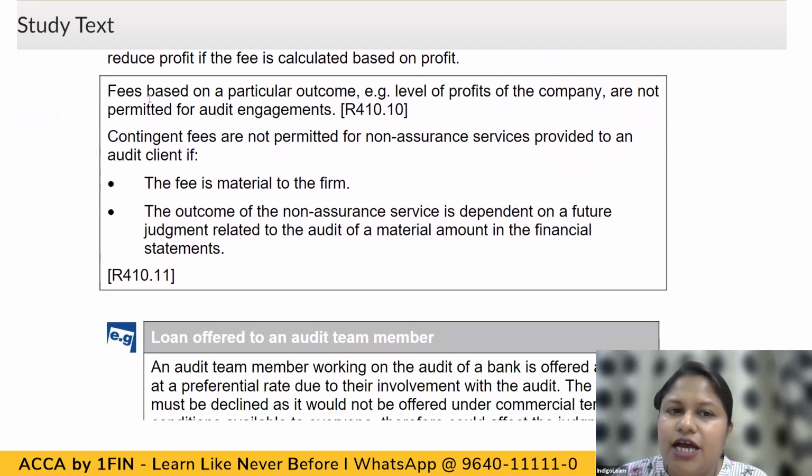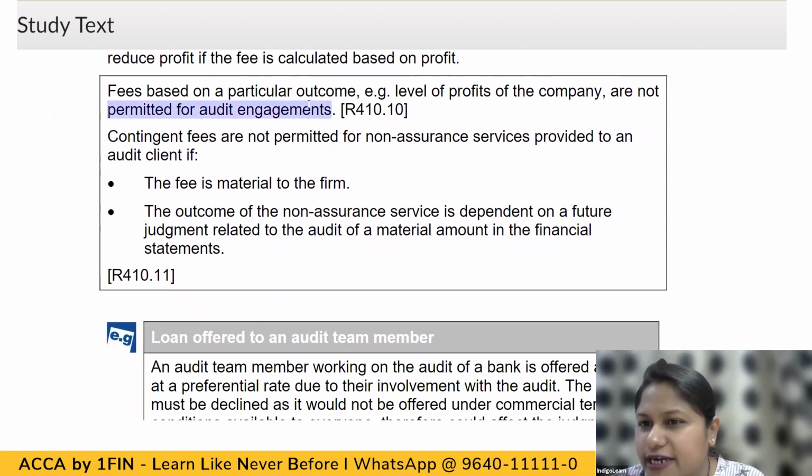Correct? Then fees based on a particular outcome, example, level of profits of the company, are not permitted for the audit engagement. So whenever you take up any audit engagement, ensure that the way in which the fee is decided, it should be a lump sum amount. It should be a straight figure. 5 lakh is our fee, 5 lakh is our fee. That's it. Do not make it dependent upon any other variable or variable criteria.